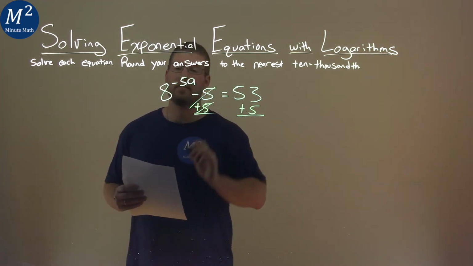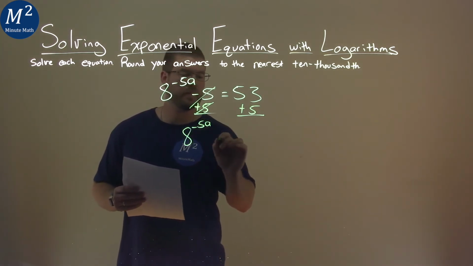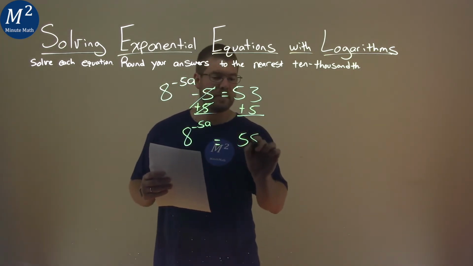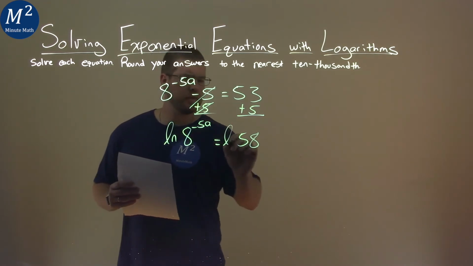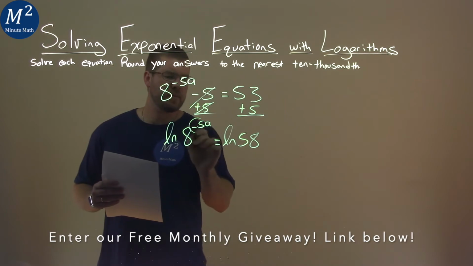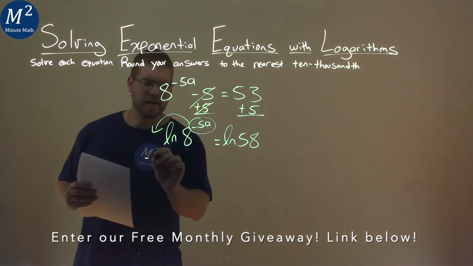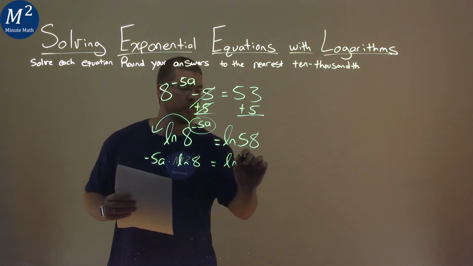This cancels the 5 on the left, giving me 8 to the negative 5a power left over. On the right, 53 plus 5 is 58. Okay. Well, we can take the natural log of both sides of the equation, and what that does is allow us to take this exponent of negative 5a and bring it out front. So we have negative 5a times natural log of 8 is equal to natural log of 58.